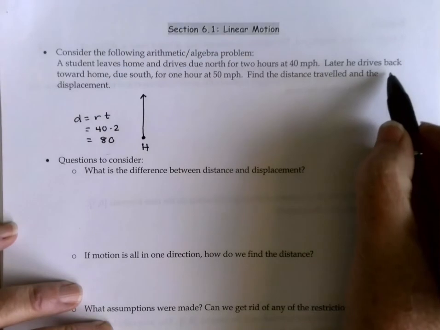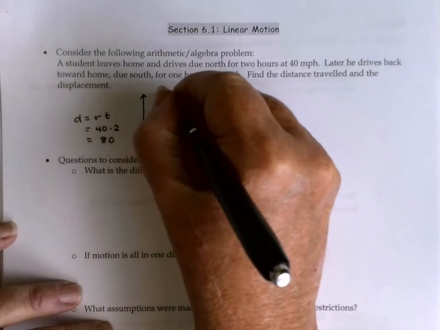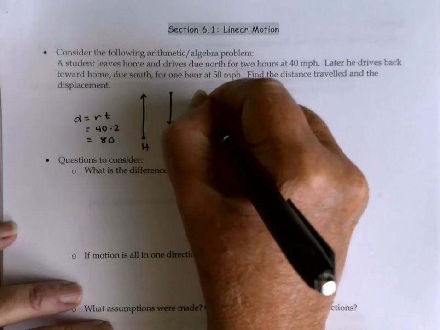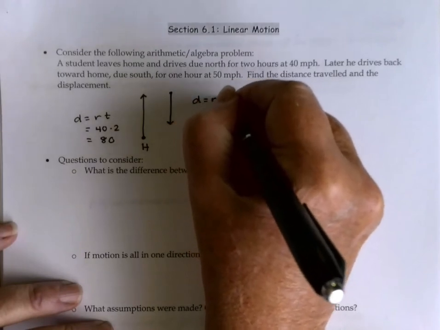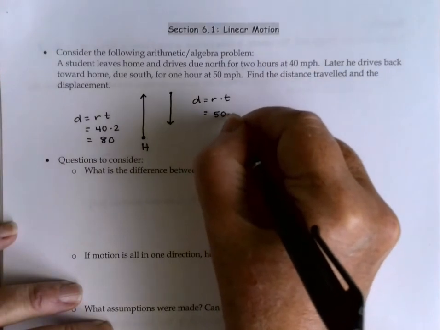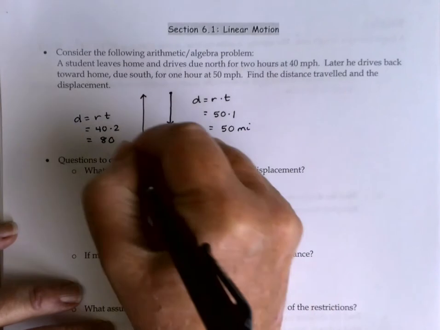Later drives back toward home due south for 1 hour at 50 miles an hour. So starting up here now, driving due south, again, distance equals rate times time. And in this particular case, we'd have 50 miles an hour times 1 hour, or 50 miles. This is miles as well.